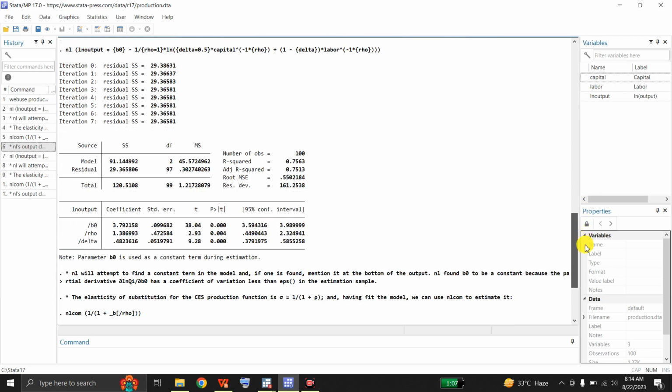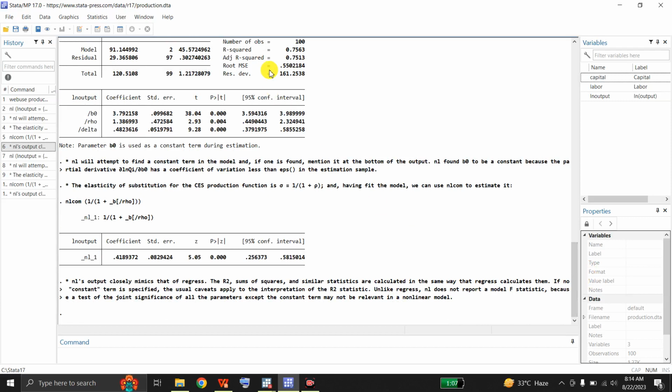In this case, we don't have the model F statistic. Unlike the regress command, the nl command does not report a model F statistic, because a test of the joint significance of all the parameters except the constant term may not be relevant in a nonlinear model. So that is why this model doesn't give us the model F statistic.